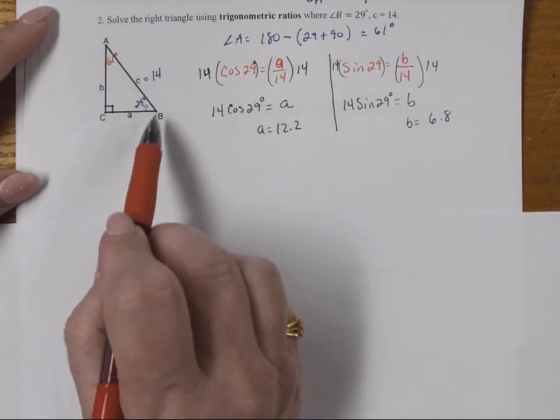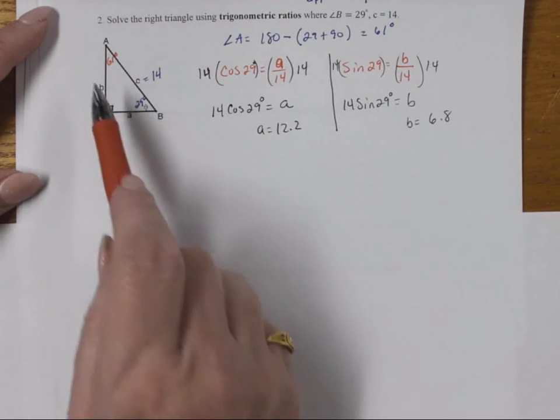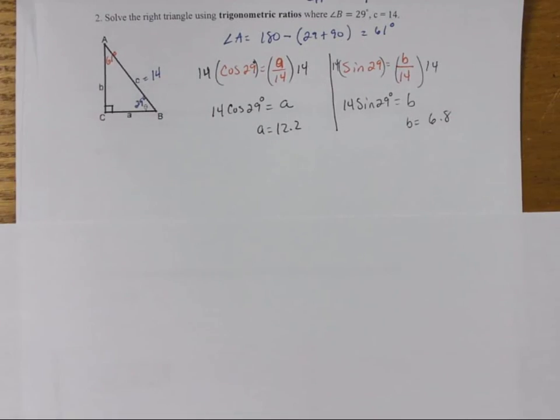So always look to see what you're doing. You could have used the 61 degrees, but if you use the ones that you're given, and you make a mistake there, it will change and also give you a mistake elsewhere. So try to use the parts of the triangle that are given to you.